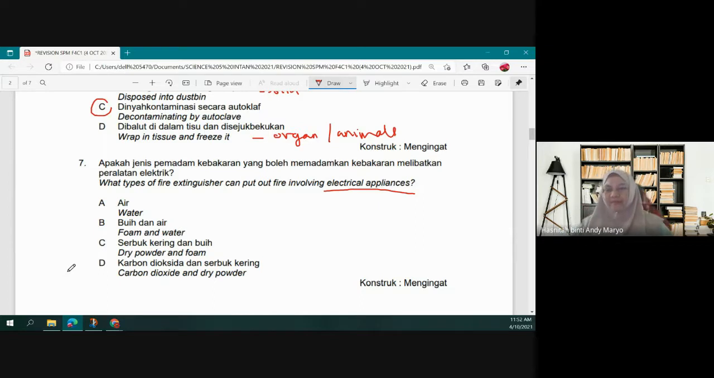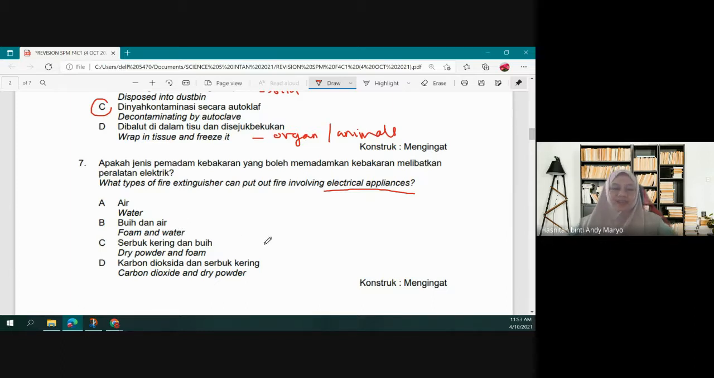Ini tadi Primary 5 pun boleh jawab. Kalau Intan tak boleh jawab, malulah dengan Primary 5. How many types of fire extinguisher that we have? They are 4, ada 4. We have foam, water, carbon dioxide and dry powder, ABC, 4 types of fire extinguisher. So they say which type can put out fire involving electrical appliances. Mana yang you boleh guna untuk padam kebakaran yang disebabkan oleh peralatan elektrik? Can we use water? So Fang Sun says C, dry powder and foam.